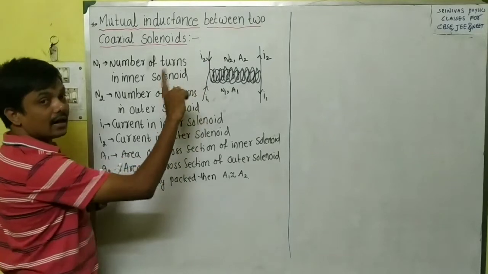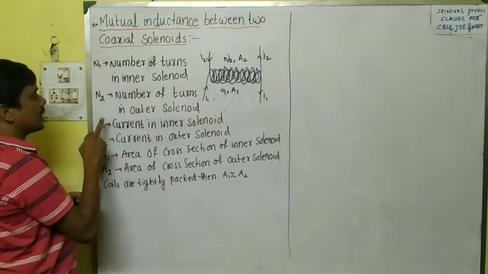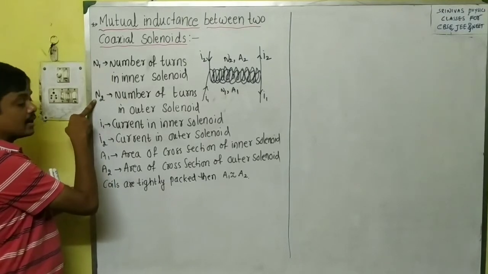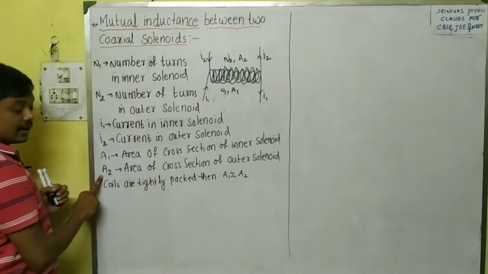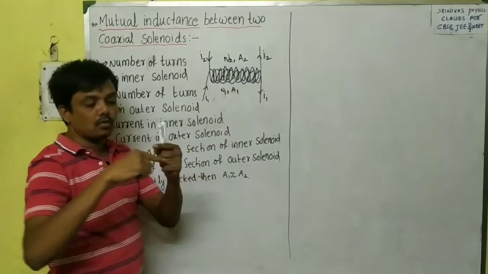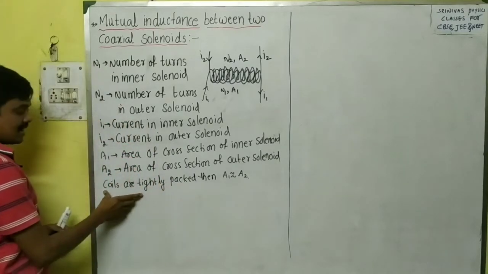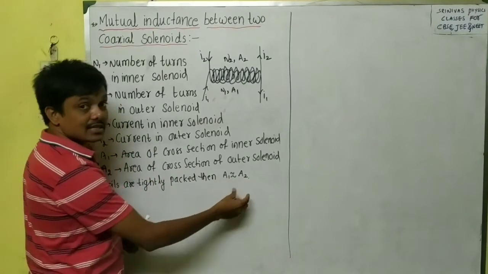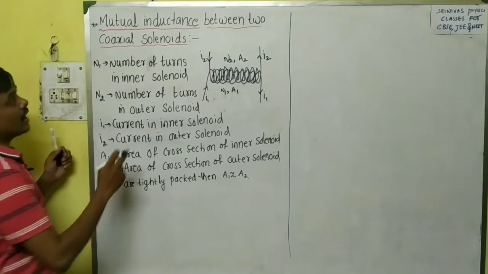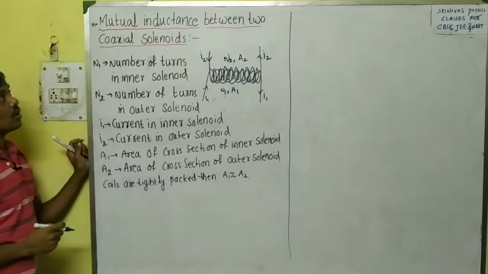One is the inner solenoid and the other is the outer solenoid. The inner solenoid has the number of turns N1, current I1, area A1. The outer solenoid has number of turns N2, current I2 and area A2. I am considering that these two are very closely wound one over another, tightly packed. The areas of cross section are nearly equal. Now let us see here. I am going to derive the formula for mutual inductance between two coaxial solenoids.